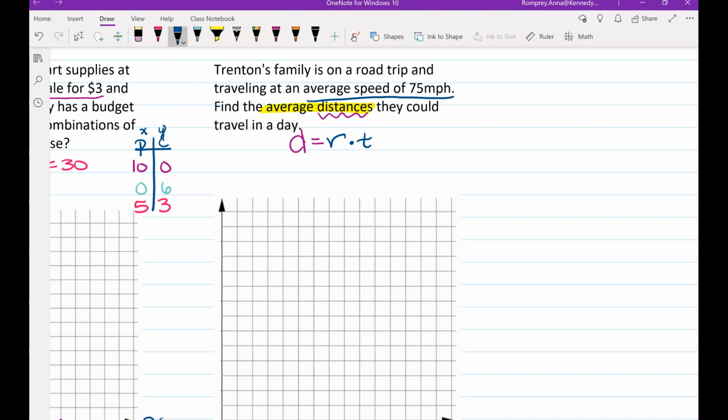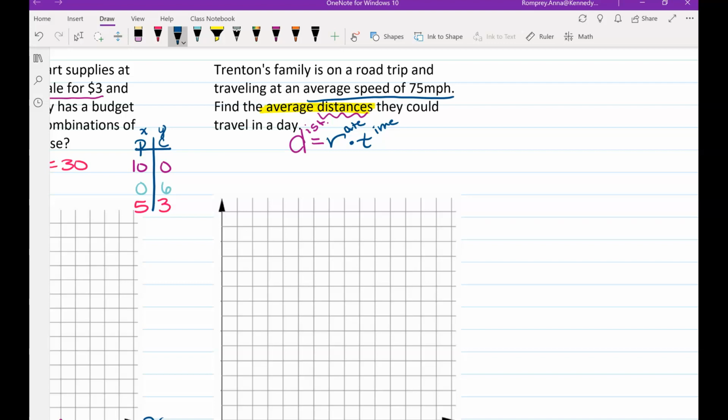So D equals R times T. Distance equals rate times time. If you didn't remember that that's what that stuff stood for, you might want to make yourself a little note. Distance equals rate times time.